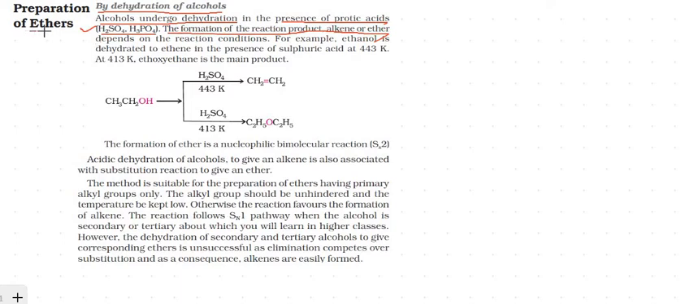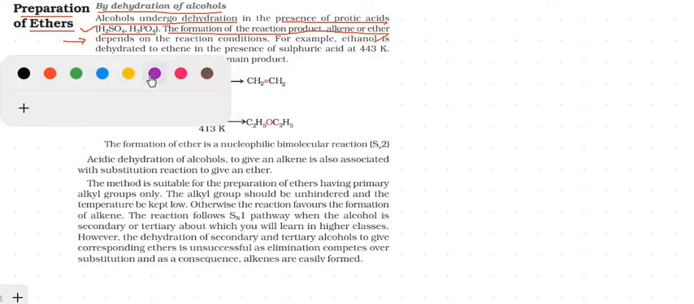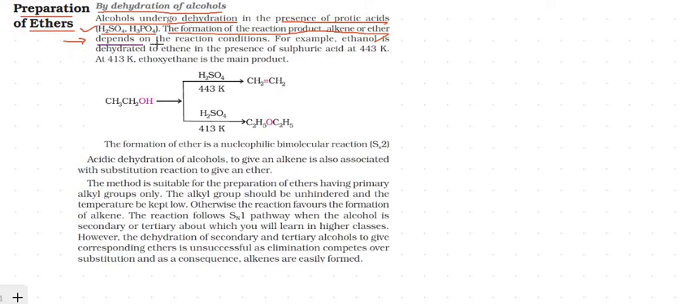Now you will be having questions. Sir, we are studying the preparation of ether, so how are the alkenes formed? How do we come to know whether the product will be alkene or ether? They have mentioned it very clearly that it solely depends on the reaction condition. And which is the reaction condition? The reaction condition is going to be the temperature.